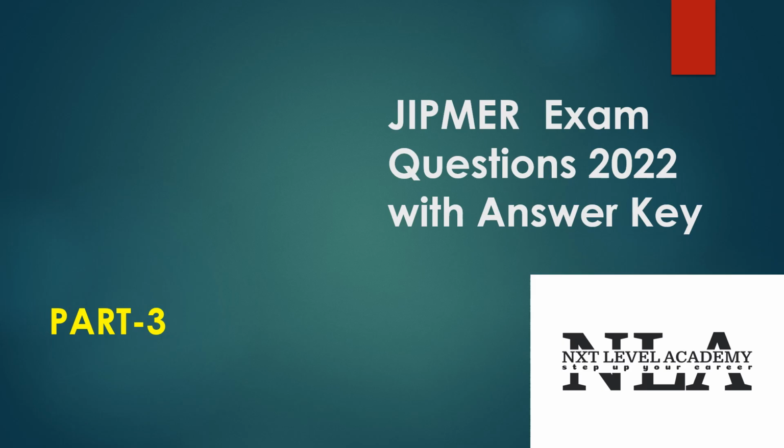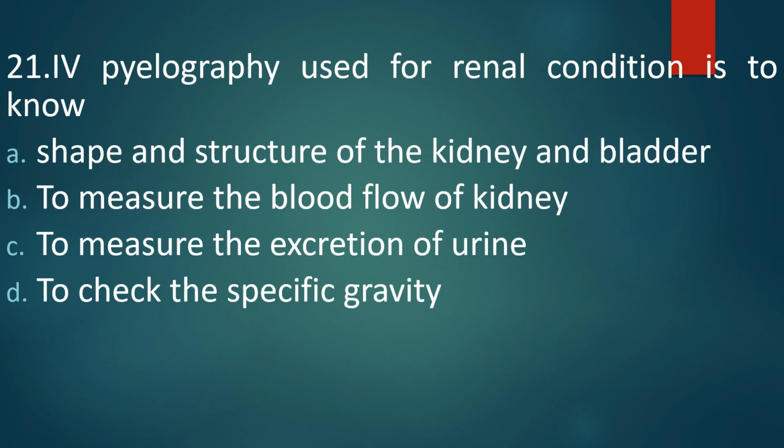Now we are going to see part 3. The first question is: IV pyelography used for renal condition is to know option A, shape and structure of the kidney and bladder, option B, to measure the blood flow of kidney, option C, to measure the excretion of urine, option D, to check the specific gravity. Again we'll move back to the question. IV pyelography is used for renal condition is to know.